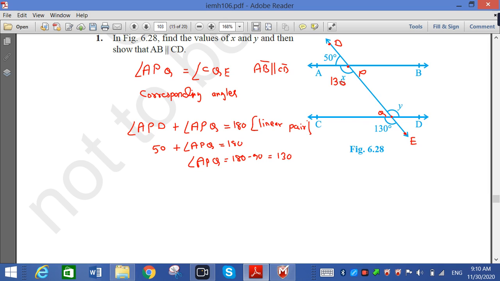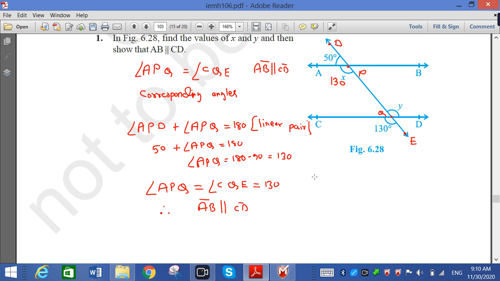X is 130. Now therefore angle APQ is equal to angle CQE is equal to 130. So it is a corresponding angle pair. Therefore we can say AB is parallel to CD. Now one more we have to find out: y.